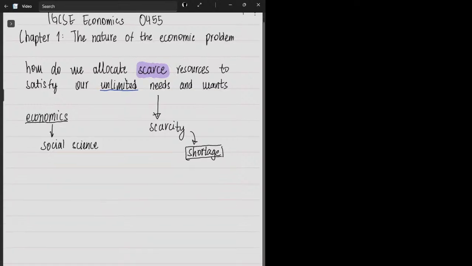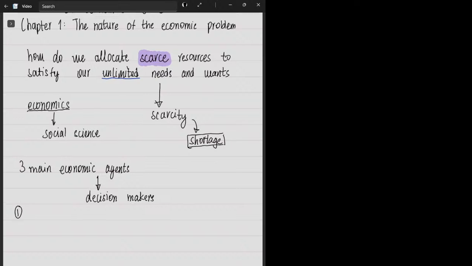Okay, then they say that we have three main economic agents. Now, what are economic agents? Economic agents are people, individuals, firms, or government that make decisions. So these are the decision makers that run the economy. Okay, so the first one is households or individuals. That is me, you, your parents, your brother, your sister, your friends. We are individuals.